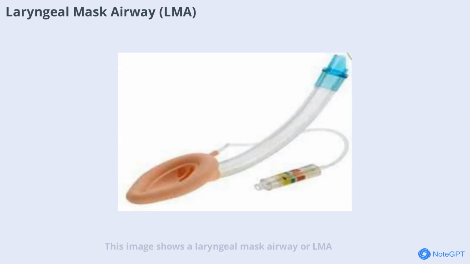This image shows a laryngeal mask airway, or LMA. The LMA is an alternative to the endotracheal tube for airway management, especially in situations where intubation is difficult. It sits above the vocal cords and provides a secure airway for ventilation. LMAs are commonly used in anesthesia and emergency medicine, and their ease of insertion makes them a valuable tool in many settings.